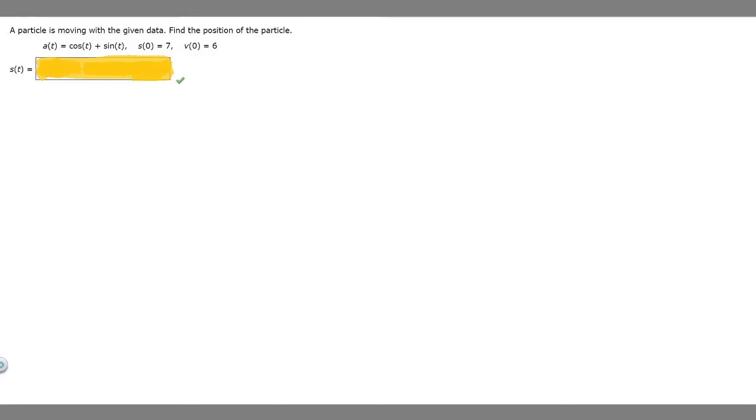So in this problem, we're told that a particle is moving with the given data. Find the position of the particle. We're told that a of t is equal to the cosine of t plus sine of t, s of 0 is equal to 7, and v of 0 is equal to 6. So we know that a of t is equal to the cosine of t plus the sine of t.